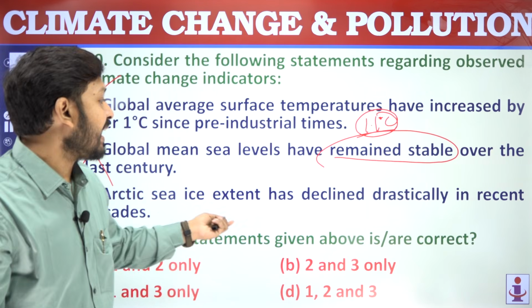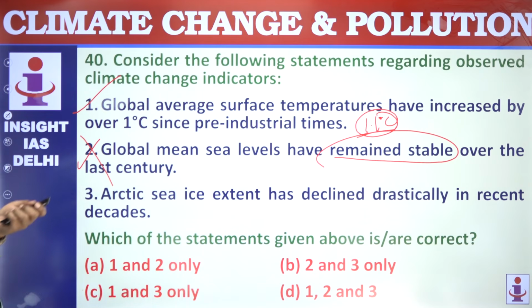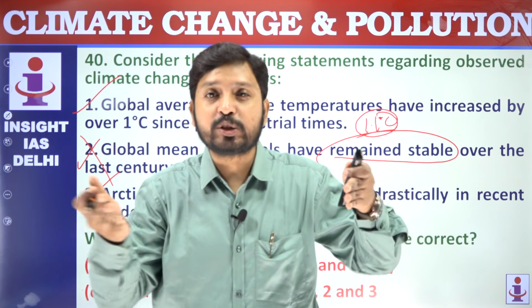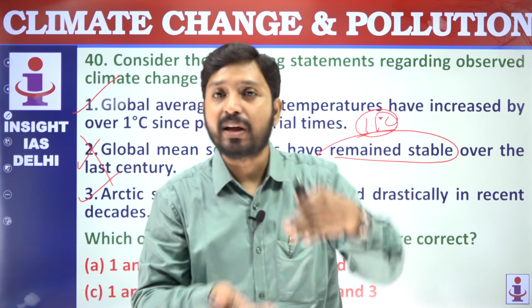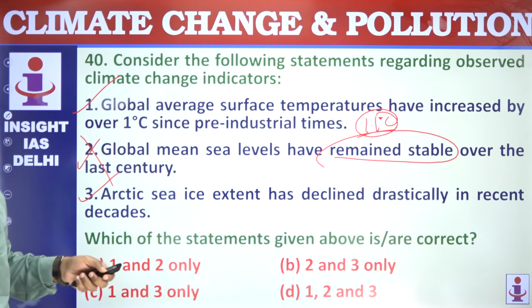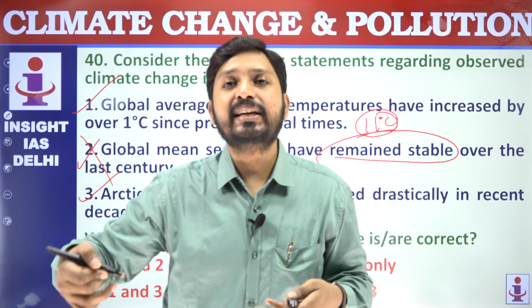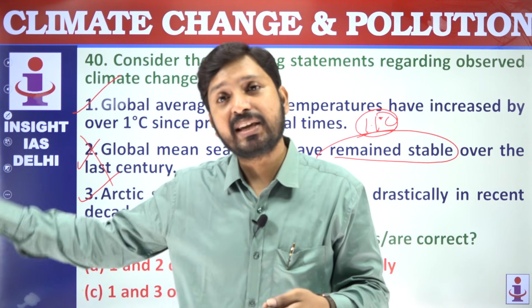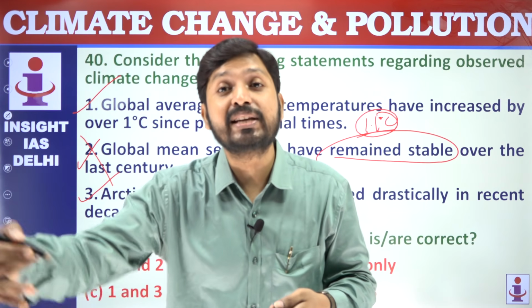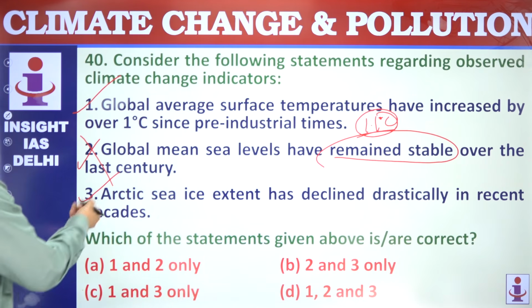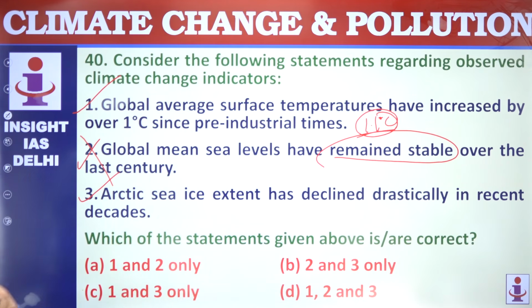Arctic sea ice extent has declined drastically in recent decades. This is also a right statement, and not just the extent, the thickness has also been reduced in the Arctic region. At the normal level across the globe, if the temperature is increasing by certain degrees centigrade, in the Arctic region the temperatures are increasing twice as much as the average in the normal regions. So this is the right statement. So 1 and 3 are right, and they are asking for the correct statement. So 1 and 3 are there in option C. So C is the right answer for us.